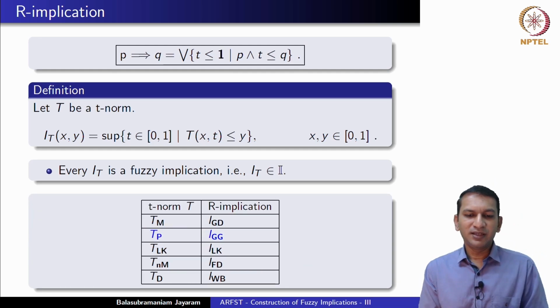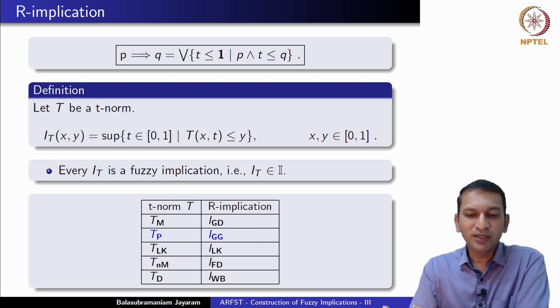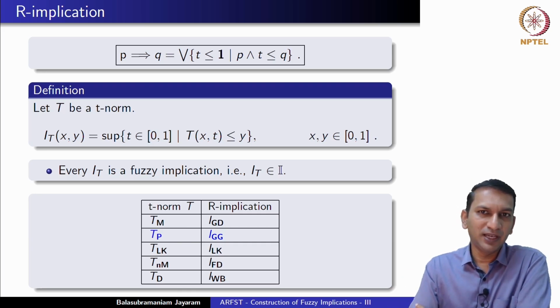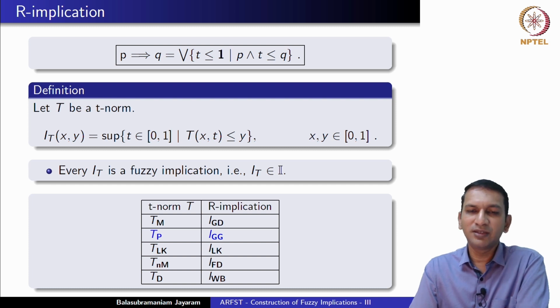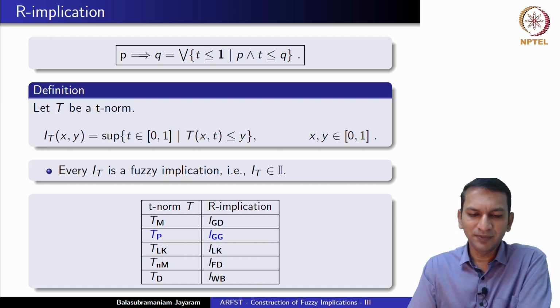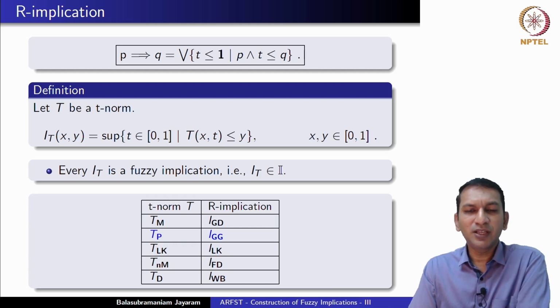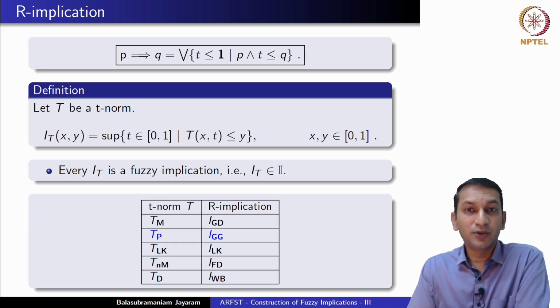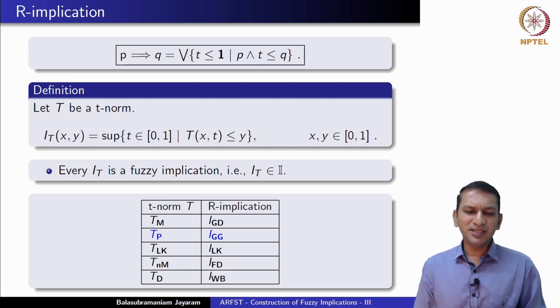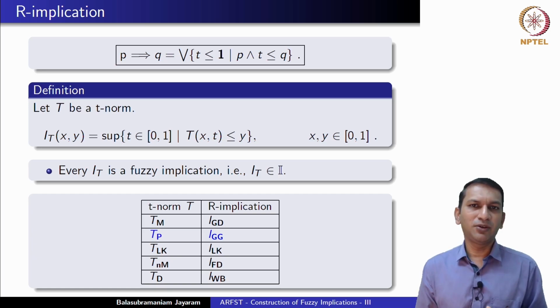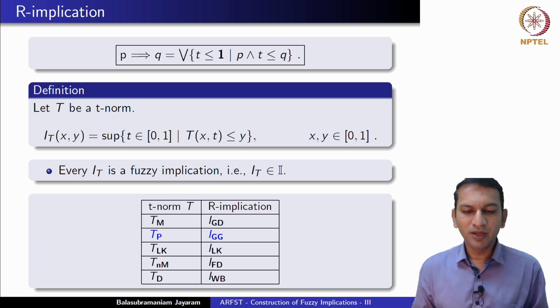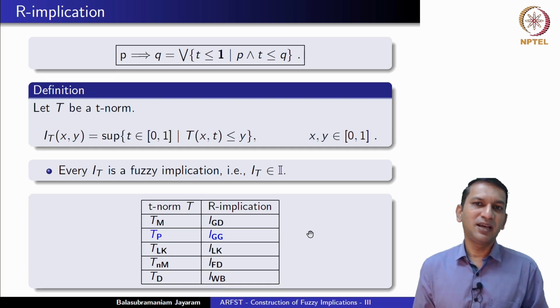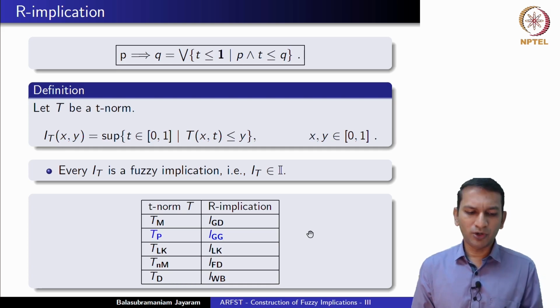We have also noted that these basic fuzzy implications of Gödel, Goguen, Łukasiewicz, Fodor and Weber actually belong to this family of R implications. In the last lecture, we have seen how to obtain the Gödel implication as an R implication from the minimum T-norm. In this lecture, let's take up one more such T-norm, that of the product T-norm, and we will go ahead to show that the Goguen implication can be seen as an R implication obtained from the product T-norm.